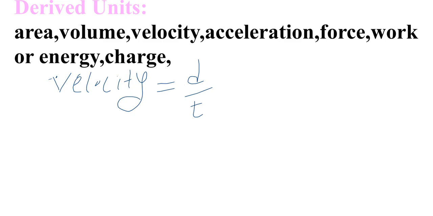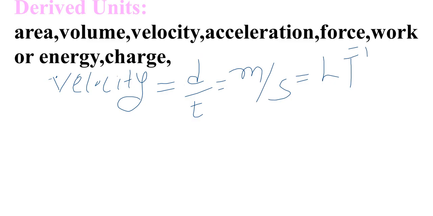Next one is velocity. Just now we calculated this. Velocity is distance by time. That means length by time. Length is expressed in meters, so meter per second. So length is expressed in L. Time is expressed in T. So here it is L T inverse.